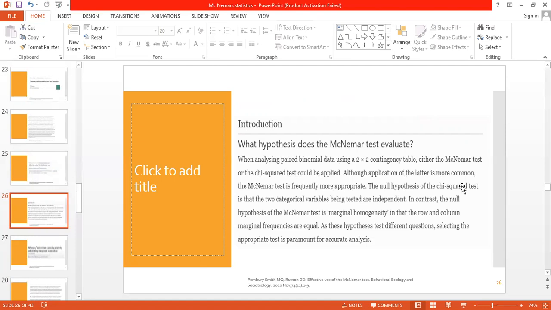The null hypothesis of the chi-square test is that the two categorical variables being tested are independent. In contrast, the null hypothesis of the McNemar test is marginal homogeneity, in that the row and column marginal frequencies are equal. As these hypotheses test different questions, selecting the appropriate test is paramount for accurate analysis.